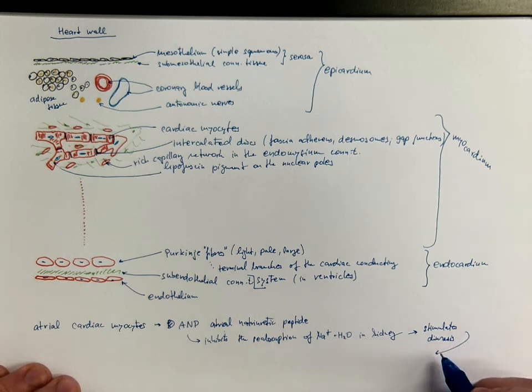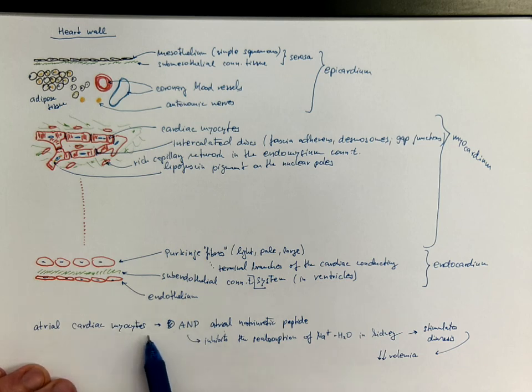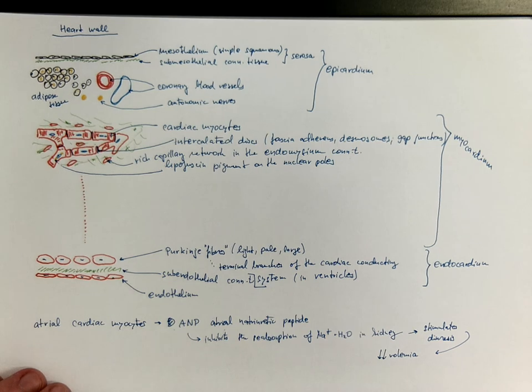So it decreases the volemia, which is the volume of the circulating blood that would be perceived as the dilation of the cardiac myocytes in the venous return. So it's a kind of a feedback that helps to prevent volume overload of the heart.